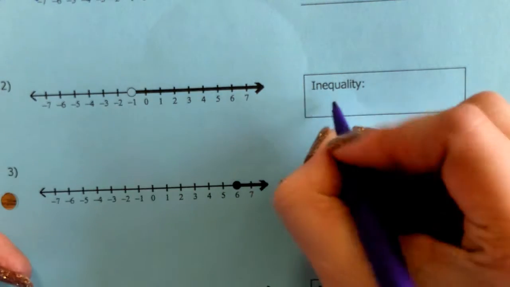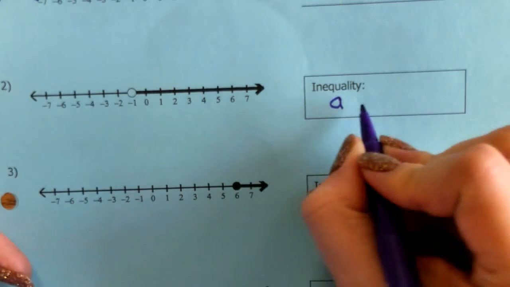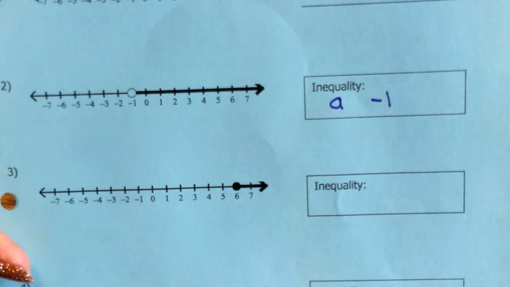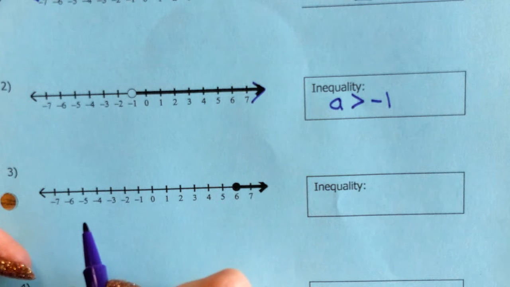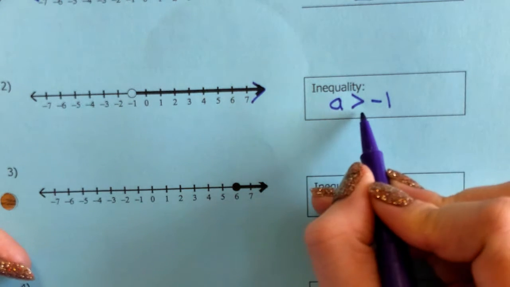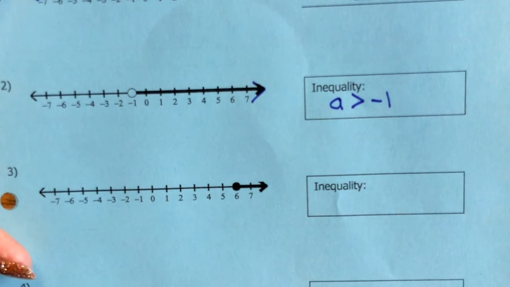Next one, I'm going to use a as my variable. This is on -1. Okay, pointing to the right. And it's an open circle, so I do not need to put the line under it to make it equal to.